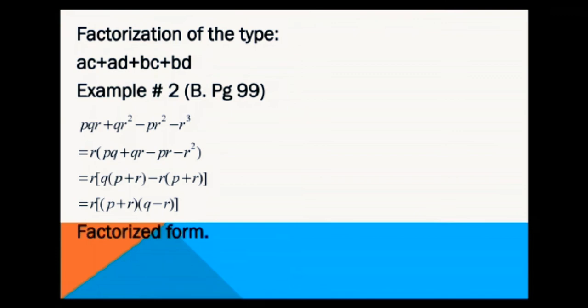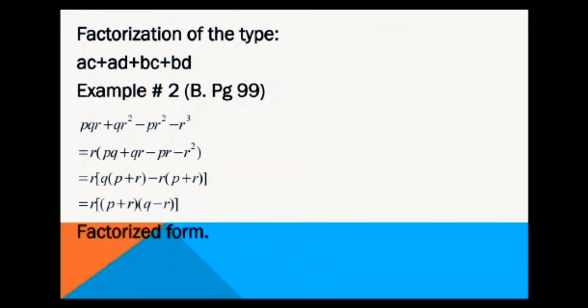If they still have something common, we will take it out. As PQ plus QR, they have Q as a common, so P plus R will come inside. Same on the other terms, minus PR and minus R square, they have R as a common. So minus R will be taken as a common, because the minus is outside the bracket, so minus minus will become plus P, and again minus minus will become plus R.